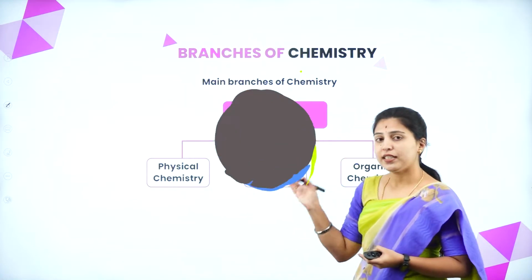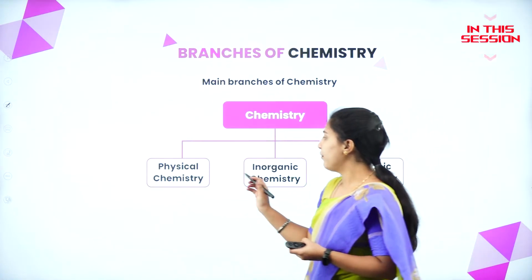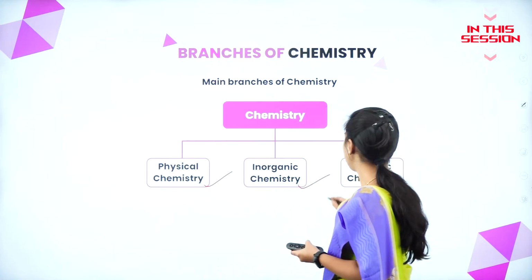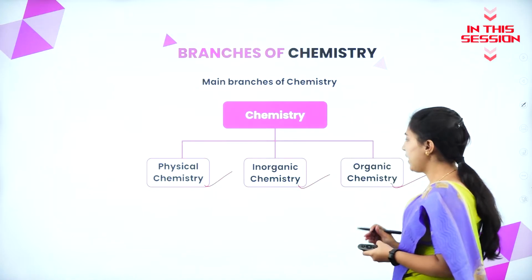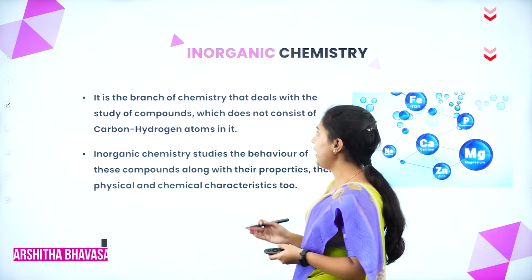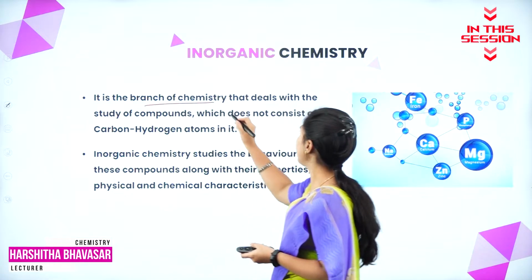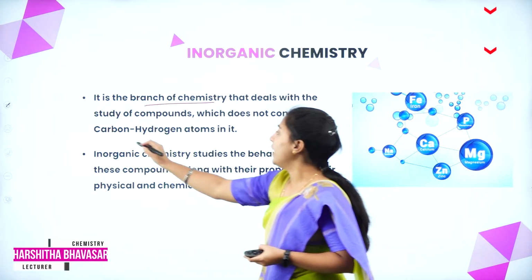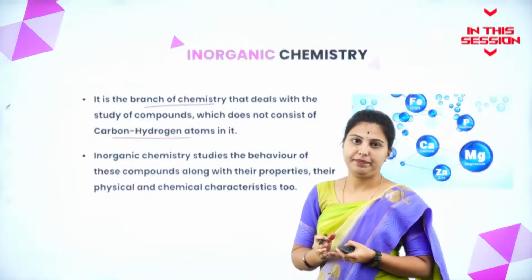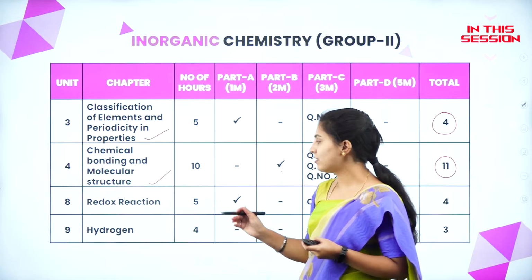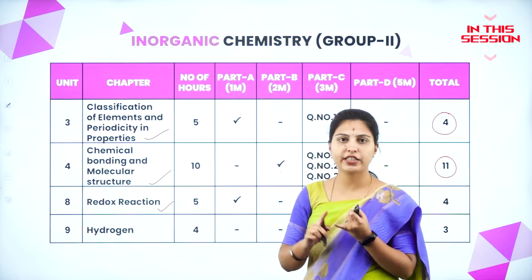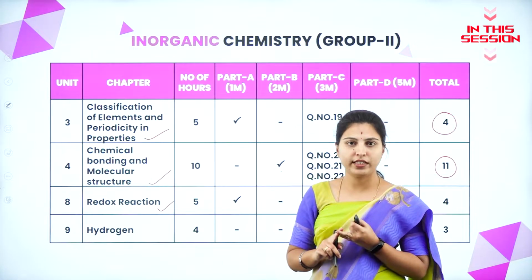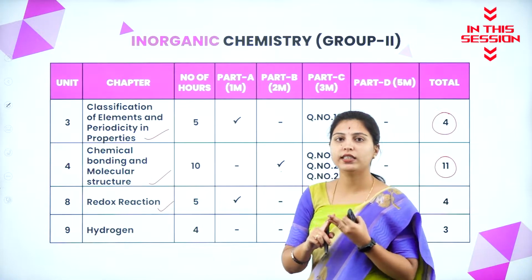In your syllabus, we will discuss only physical chemistry, inorganic chemistry and organic chemistry. Inorganic chemistry is also the branch of chemistry that deals with the study of compounds which do not include carbon and hydrogen in them. Redox reaction. In this chapter, you will see the reactions about reduction, oxidation, and how the oxidation states will be allotted for the molecule or the compound.